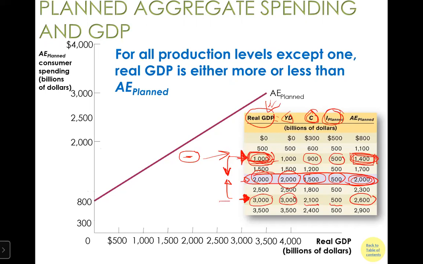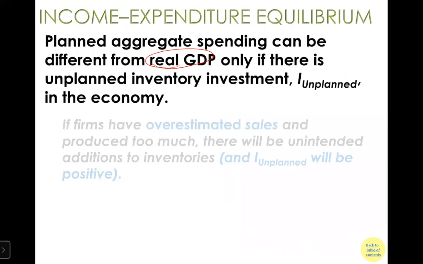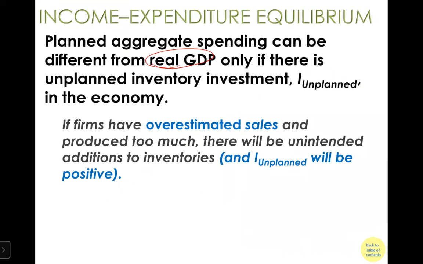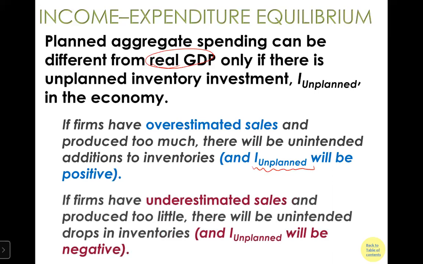On the other hand, here your unplanned inventory investment is positive. You start to pile up, again like the case of Apple, right? Okay. So there are two cases. If a firm or our economy has overestimated sales and produced too much, there will be an unintended addition to inventory. Hence, this will be positive. On the other hand, if we underestimate, then this will be negative.